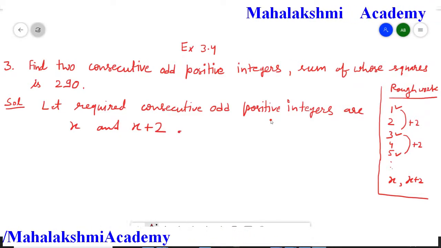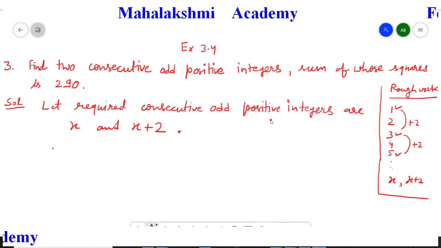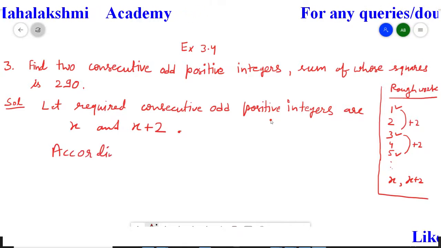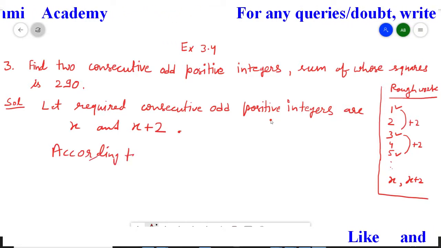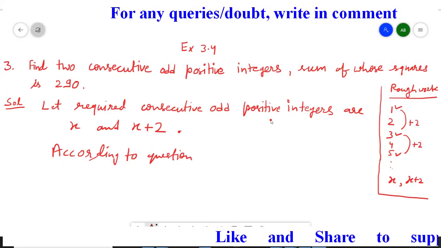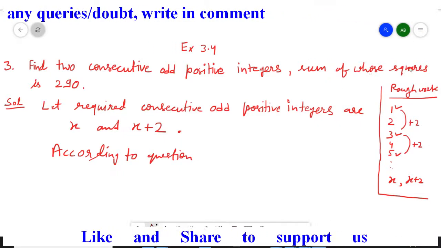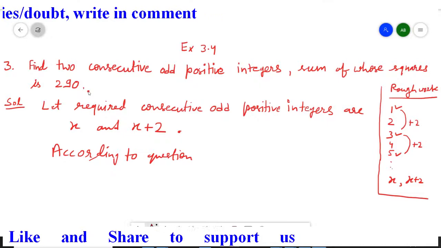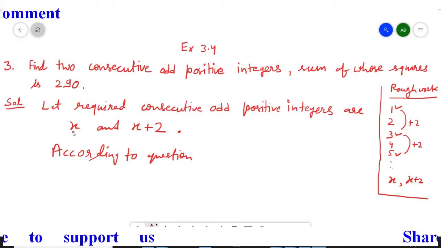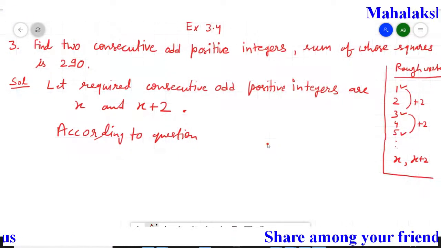Then we'll write down what the question is demanding. According to the question, the sum of whose squares is 290. So we have to first find the squares of these two numbers and then add them. That will give us the answer 290.